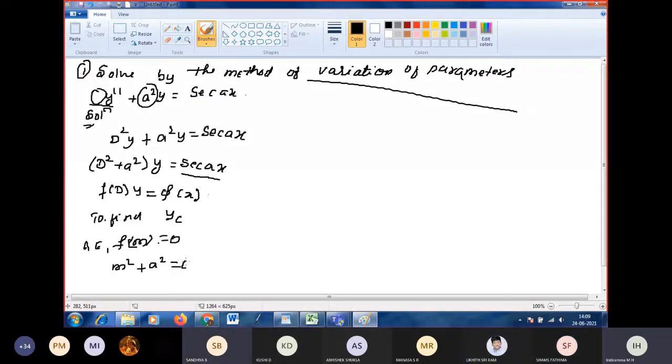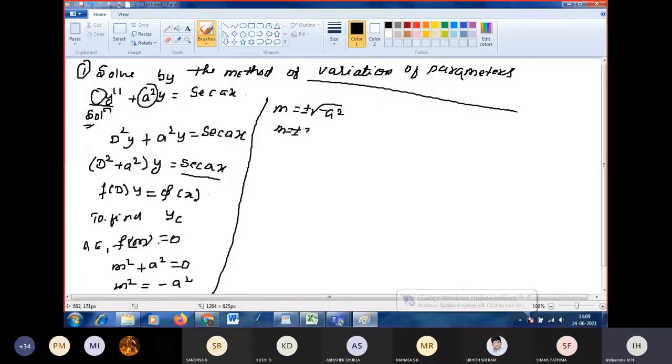m square equal to what? Minus a square. m square is equal to minus a square. m is equal to plus or minus square root of minus a square. That is m is equal to plus or minus ai. That can be written as m is equal to 0 plus or minus ai. Roots are? Complex.